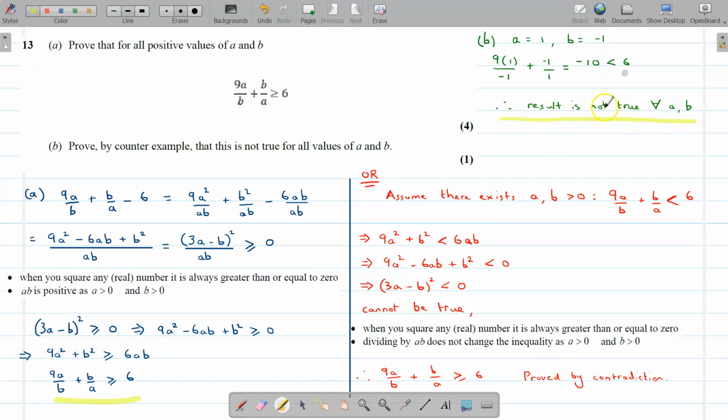So that's part B. Part A, you can either do this version or this one here.